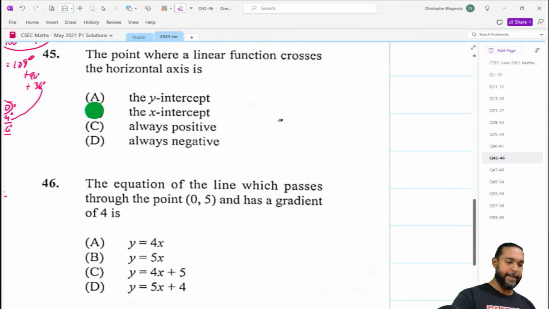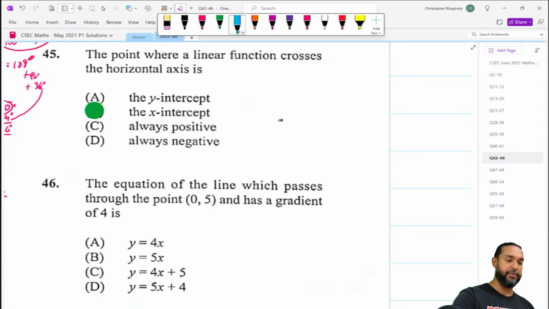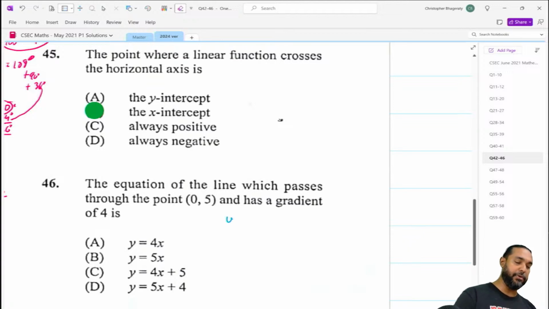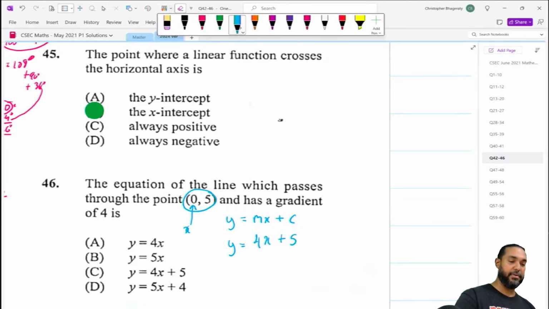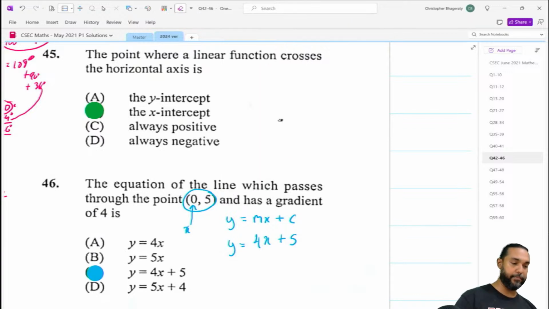All right, cool. The equation of the line which passes through the point (0, 5), and its gradient is 4. We can use our gradient-intercept format, y equals mx plus c, where m is the gradient. They tell us the gradient is 4. And when the x-coordinate is 0, it means that is the y-intercept, because on the y-axis the x-coordinate is always 0. So this is the y-intercept, which is c. So y is equal to 4x plus 5. Simple and straightforward.